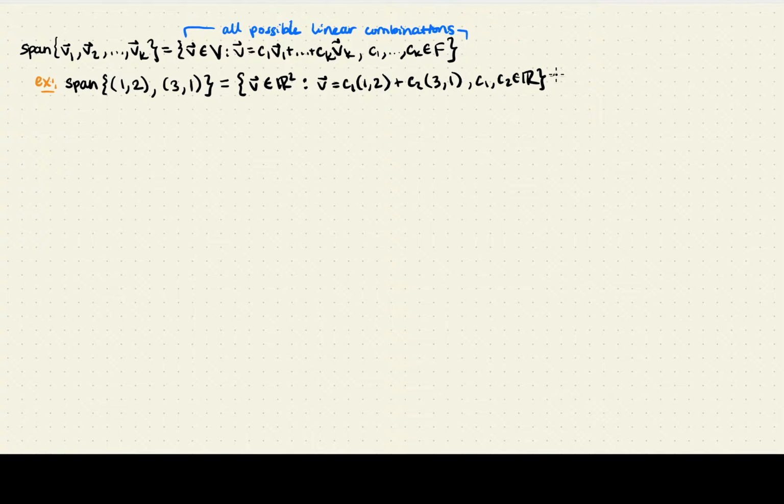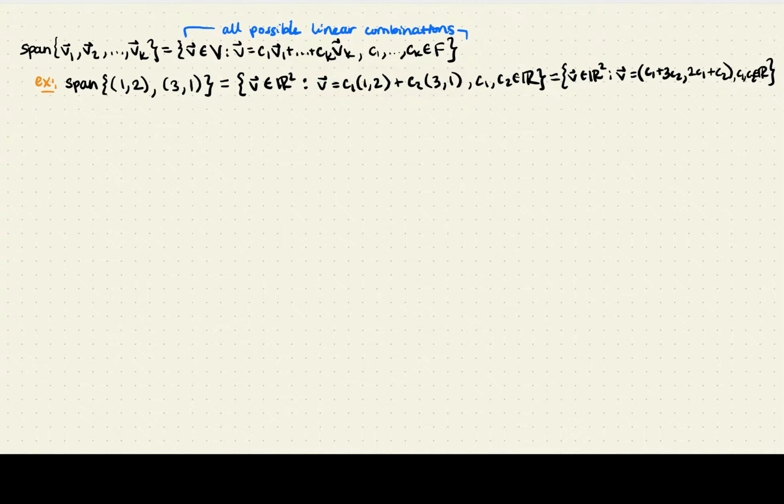Another way to write this, if we just combined this expression, we'd have all the vectors in R2 that have the form V equals (C1 plus 3C2, 2C1 plus C2), where C1 and C2 are real numbers. So any vector that has this form is in the span because it would be a linear combination of these two vectors.